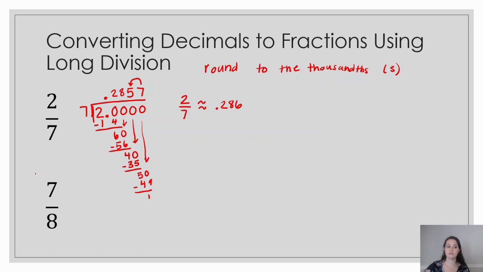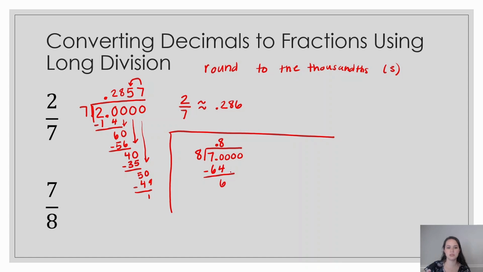Some of them will cut off. The 7 over 8 is going to cut off, so I'm going to do that one right here. A little bit of space. Same thing. Denominator on the outside, numerator on the inside. 1, 2, 3, 4 zeros. So we're going to do the same thing. So I'm going to have an 8, because 8 times 8, 64, subtracted from 70 leaves me with 6.